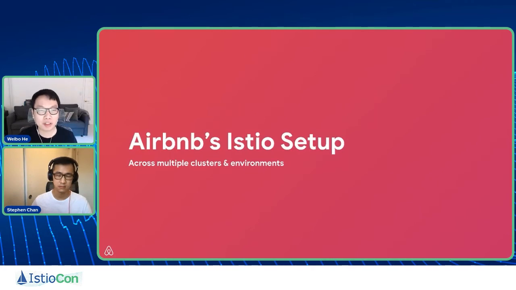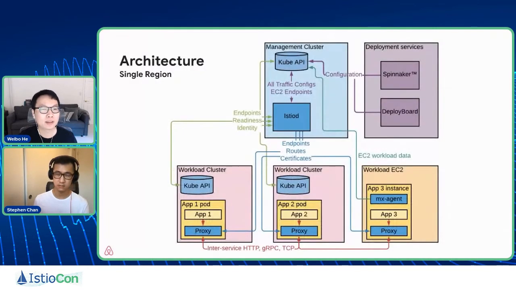Here's the final Istio architecture we landed on. It's being used actively in production today. As mentioned previously, we run Istiod in a dedicated Kubernetes cluster. Only control plane components run from this cluster, and only mesh administrators have permission to this cluster.